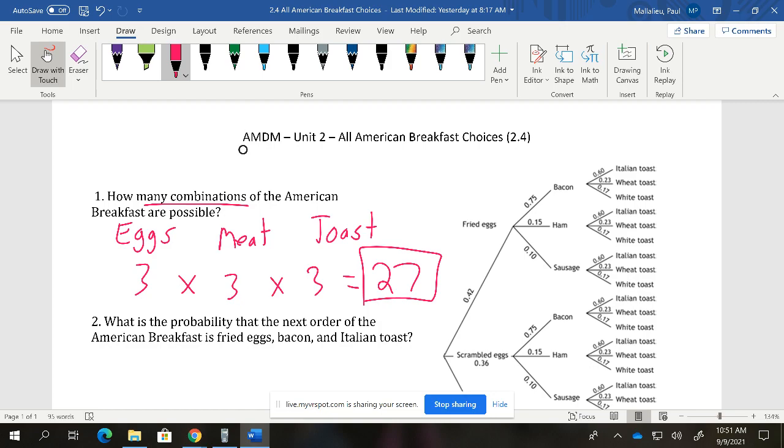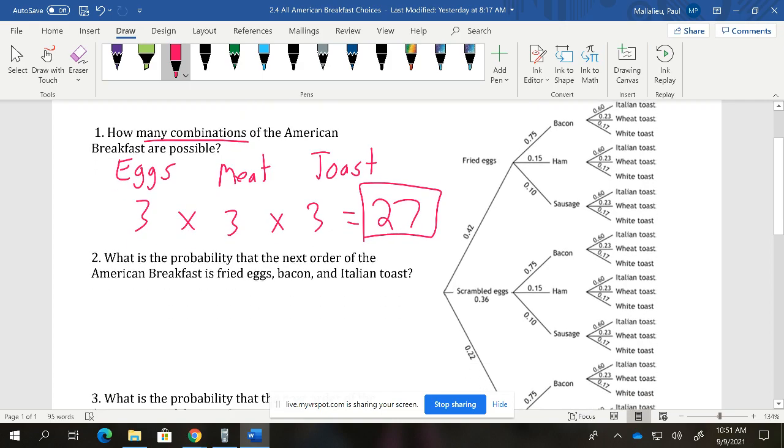Obviously, if you threw in a waffle, or some other item, I don't know, biscuits and gravy maybe, then it would add more potential outcomes. But we're just focusing on these three for now.